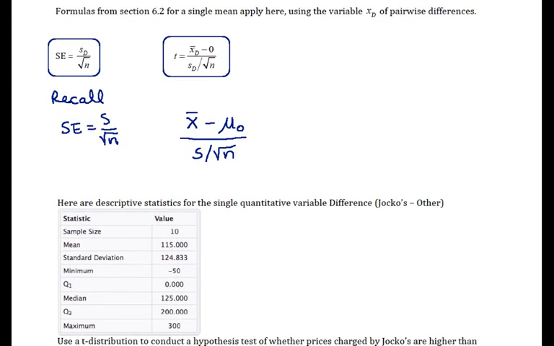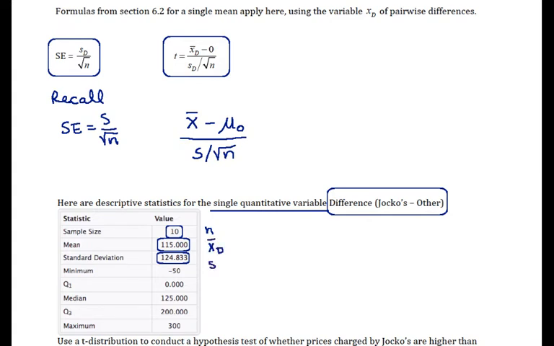So we have descriptive statistics here for the single quantitative variable, difference. And this is difference Jocko's minus other. We have a mean, a standard deviation, and an n, and these are the three things we need for a hypothesis test. So that sample size is my n, that mean is my x bar sub d, and that standard deviation is my s sub d, because all of these already apply to the column of differences.